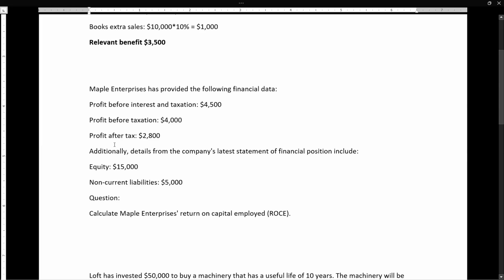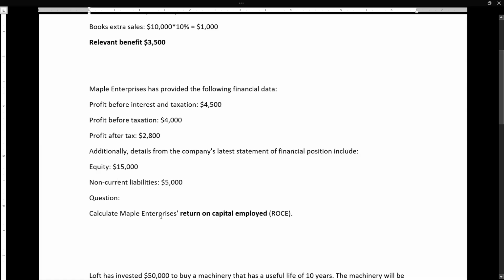Now, let's talk about ratios that we can calculate in respect of any decisions that we make. We need to calculate return on capital employed. It can be called return on capital employed. It can be called accounting rate of return. Now, we have a company that has profit before interest and taxation, profit before taxation, profit after tax, and we know equity and non-current liabilities.